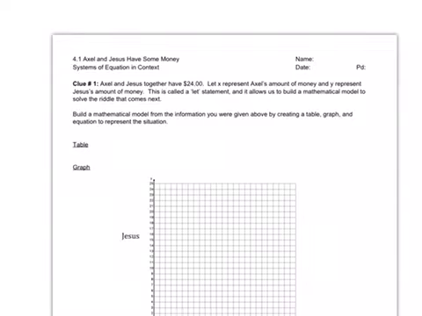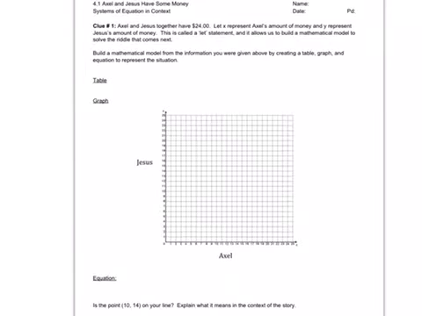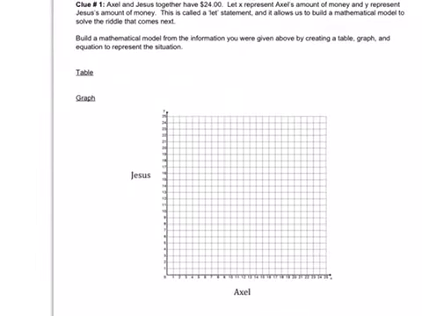Okay? We're going to build a mathematical model of this clue, that combined they have $24, by making a table, a graph, and an equation to represent the possible situations that make this statement true, that Axel and Jesus together have $24. Okay, you can follow along on paper.